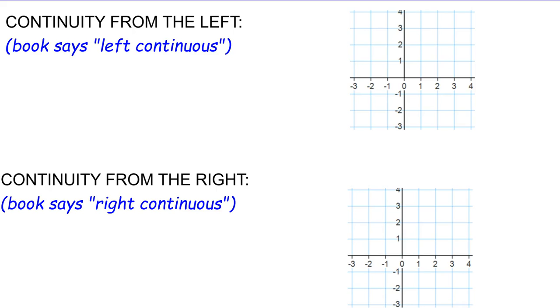All right, now we're going to talk about continuity from the left and continuity from the right. The book says left continuous, the book says right continuous. I'm going to start with a sketch. So if something's continuous from the left, that means as you're approaching the point, the limit from the left is equal to the function value. So you're going up toward a closed circle.